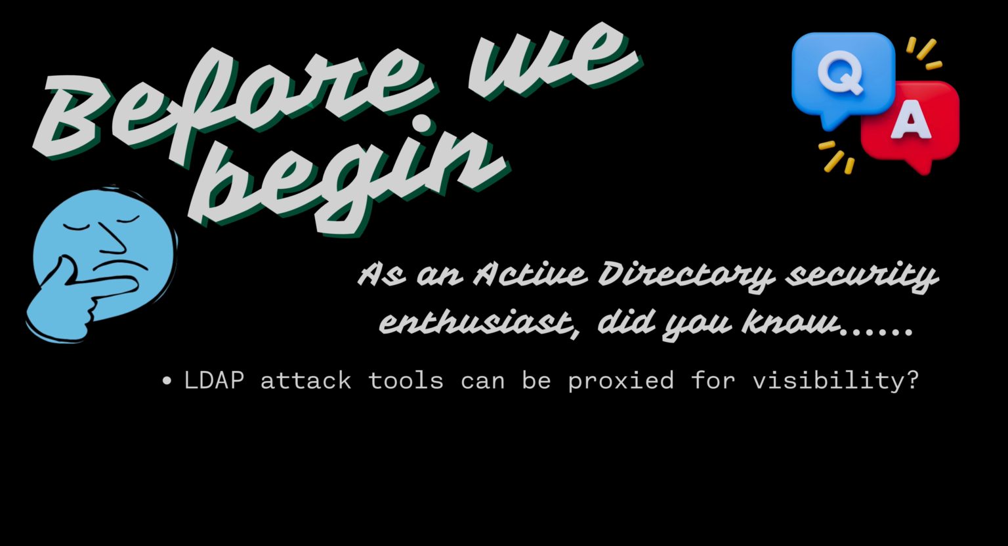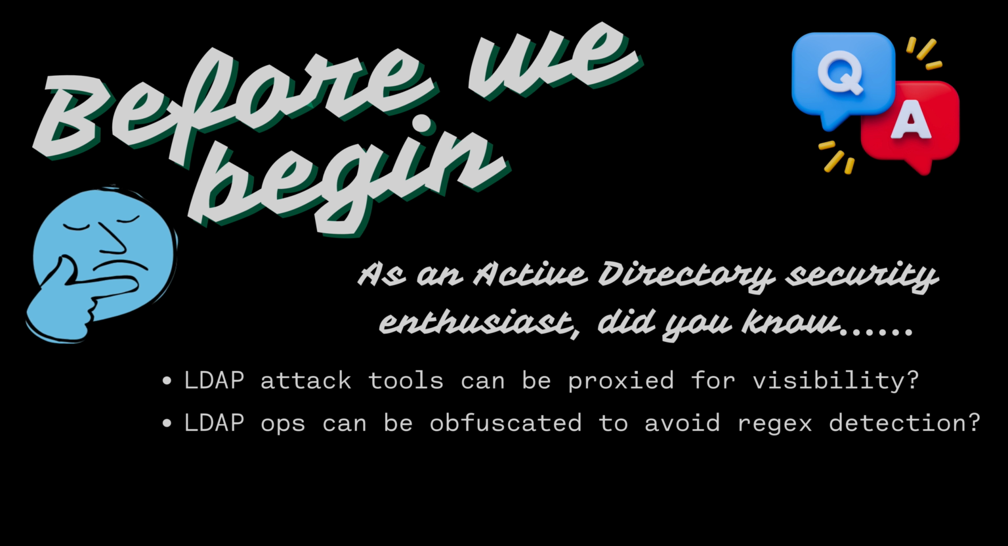Tools used to assess Active Directory security through LDAP can be proxied. This gives you visibility into the traffic you aren't seeing otherwise. LDAP operations sent through said tools can be obfuscated to avoid regular expression detection. This can provide stealth.